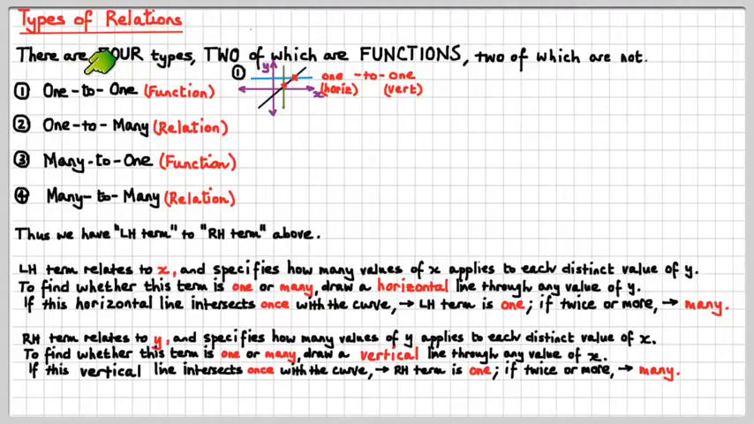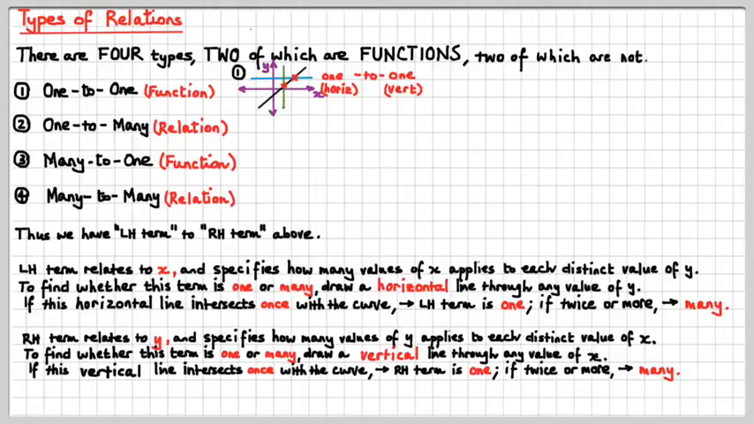So that's a 1-to-1 function, which means every value of x has only one value of y, and every value of y has only one value of x. They're a special little breed of functions which we use to make inverse functions, as I'll describe in a later presentation. But do you get the idea? That's a 1-to-1 function.